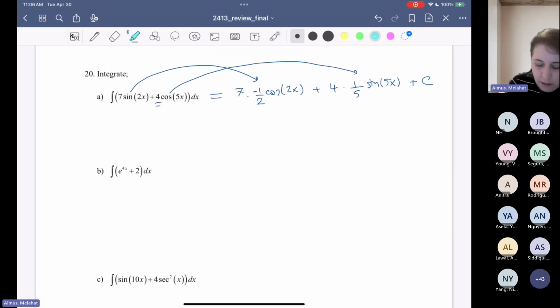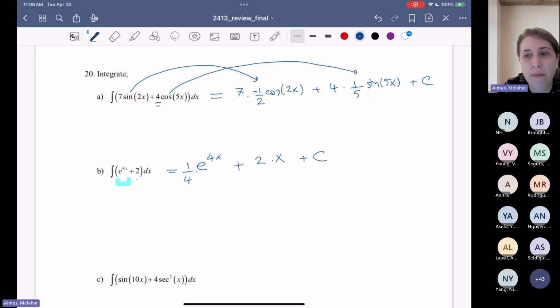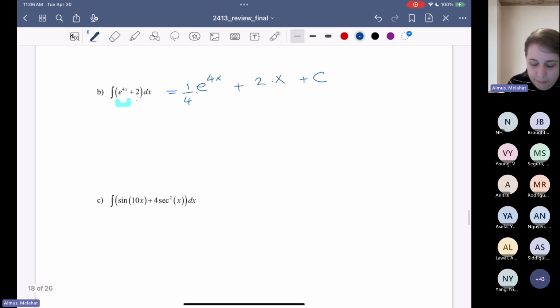Another one, integral of e to the 4x is itself, but 1/4 shows up. Integral of 2, a number, is 2x plus c. When you're done, attach a plus c because you're looking for a family of functions. All right. Integral of sine of 10x, the fact again is cosine, but a negative.